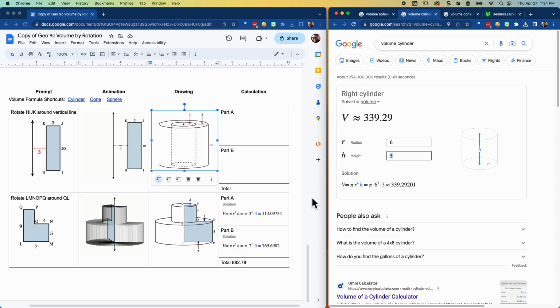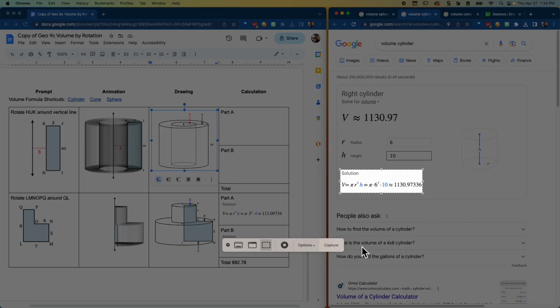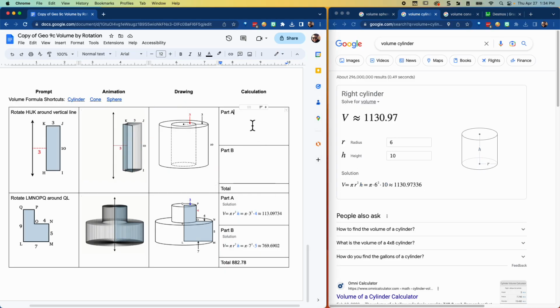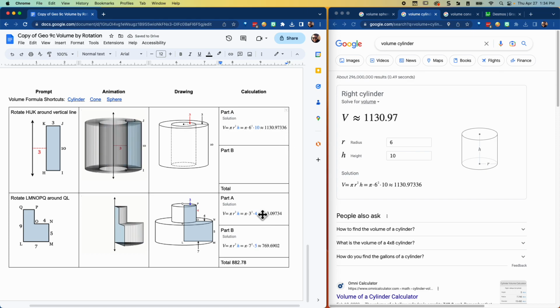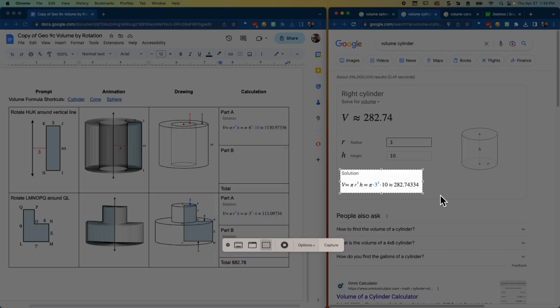Oh, pardon me. No, we're looking for the height. We want a height of 10. So our first number is almost 1131. So that will be 1130.97. And then for the inside, our height is still 10, but now our radius is 3. That's about 282.74.